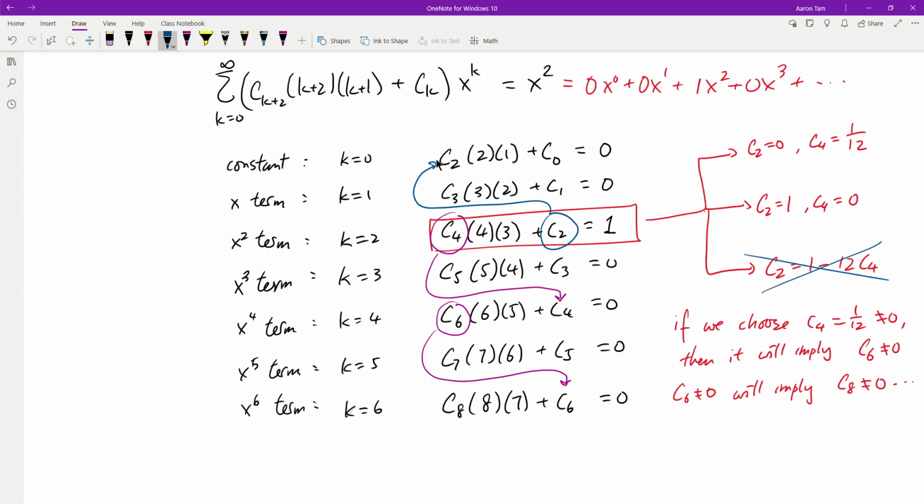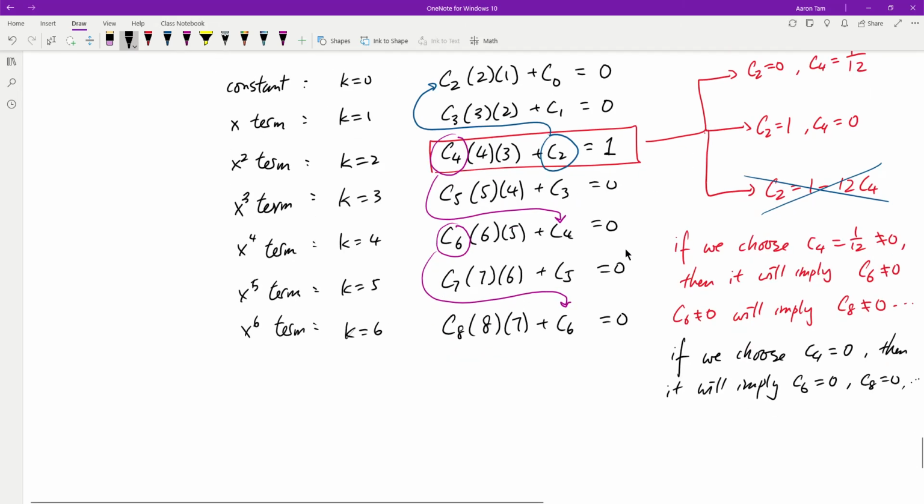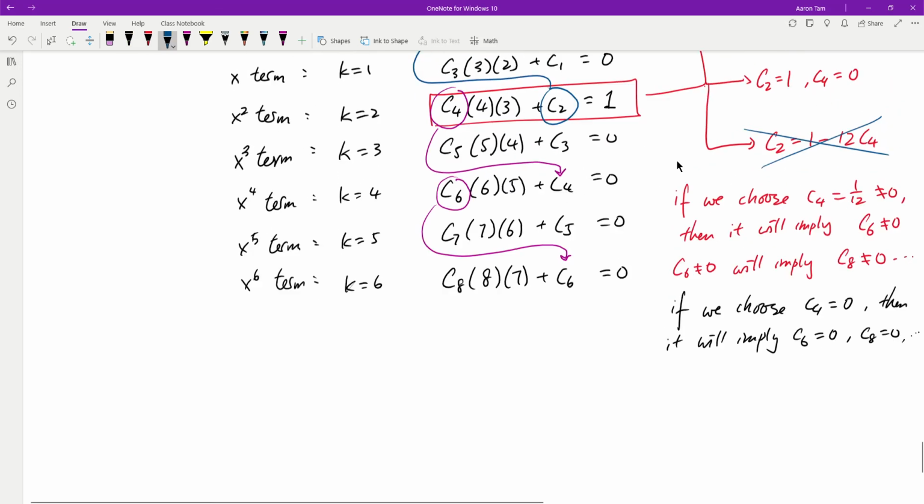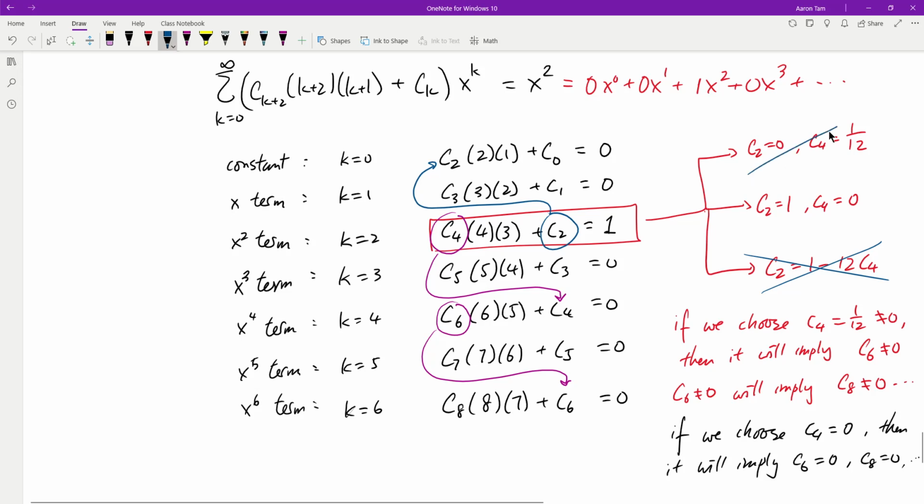So in this scenario, the easiest approach is to do the following. If we choose C sub 4 to equal 0, then it will imply C sub 6 is 0, C sub 8 is 0, and so on and so forth. And if they're all 0, then I don't have to worry about them. That's the important part. So the best option is this one.